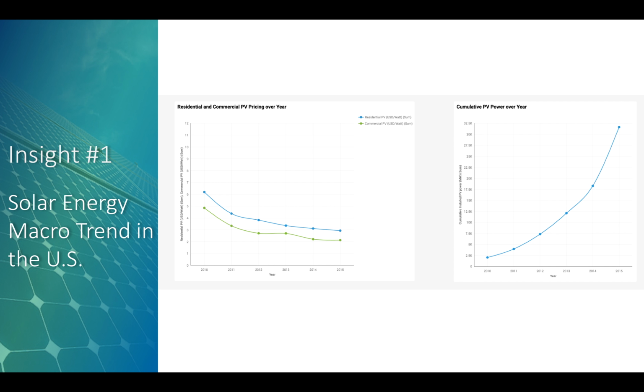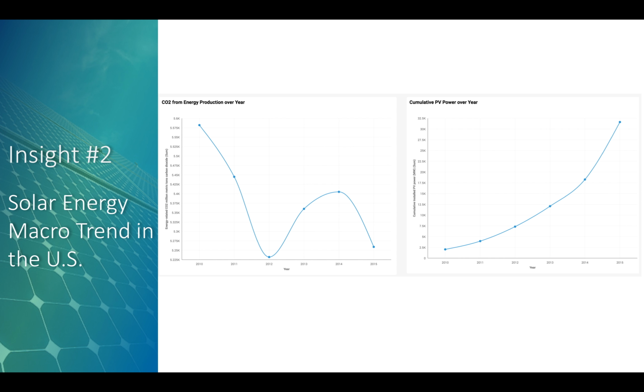So moving on, we also wanted to evaluate some large macro trends occurring with PV technology and solar energy within the States. So here we have two graphs. On the left, we see that residential and commercial PV pricing is declining over time. And when we compare this to cumulative PV power over year, we see a sharp incline. So this leads us to believe that as the price of the technology is decreasing, its use is rapidly increasing.